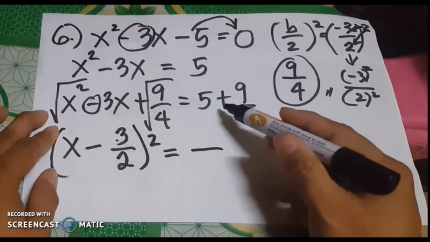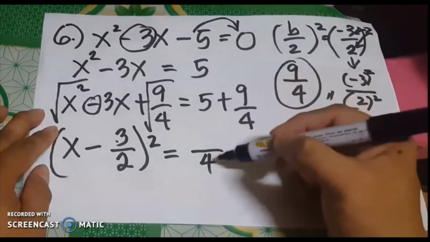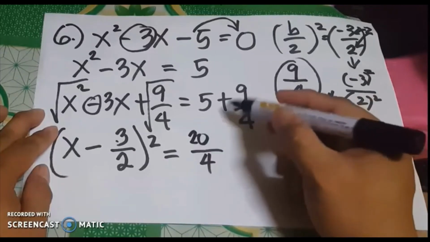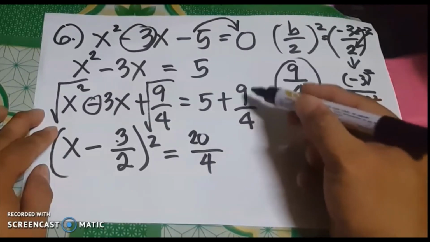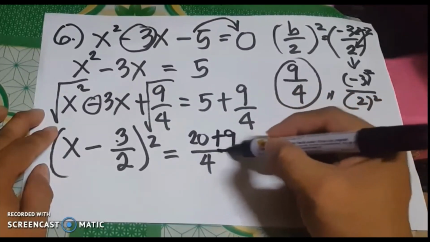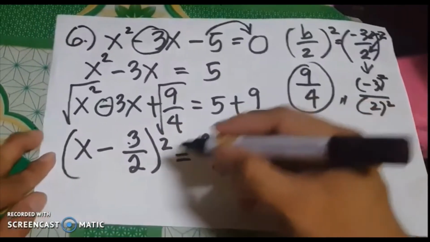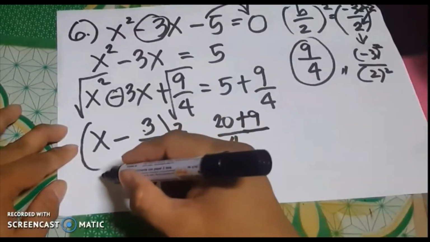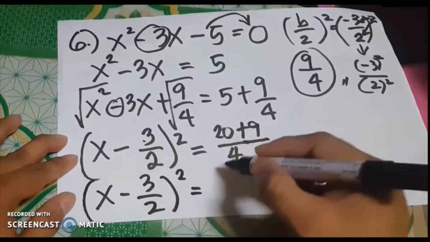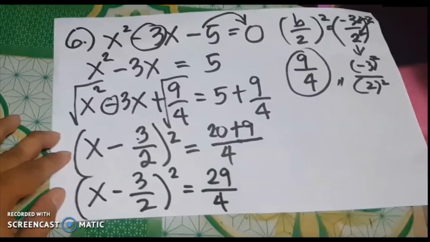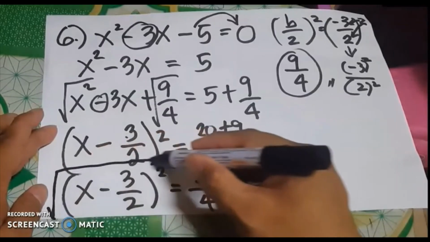So, it will be equal now to this one. So, you need the LCD. The LCD is 4. That will be 5 times 4 is 20. And 4 divided by 4 is 1 times 9 is 9. So plus 9. So simplify this one. When we simplify that, we do have here x minus 3 over 2 quantity squared is equal now to 29 over 4. Then, let's apply extracting the roots.